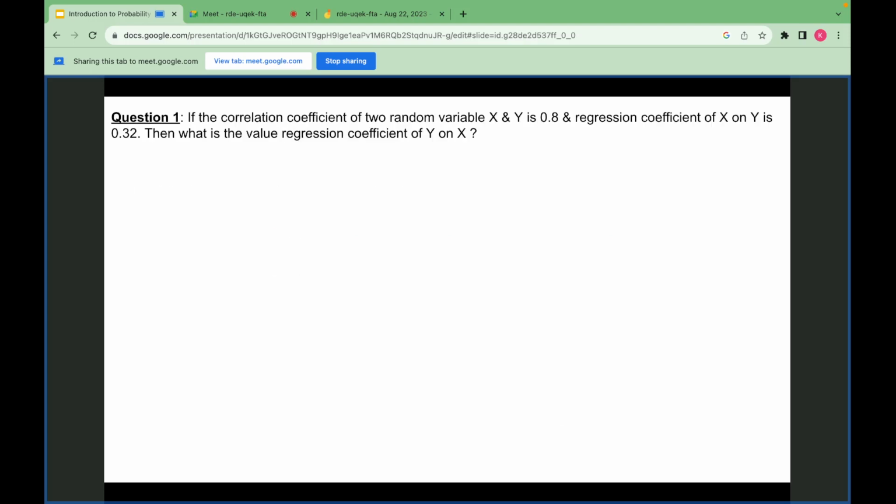So the first question is, if the correlation coefficient of two random variables x and y is 0.8 and the regression coefficient of x on y is 0.32, then what is the value of the regression coefficient of y on x?